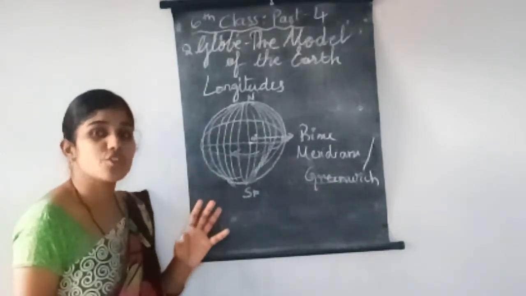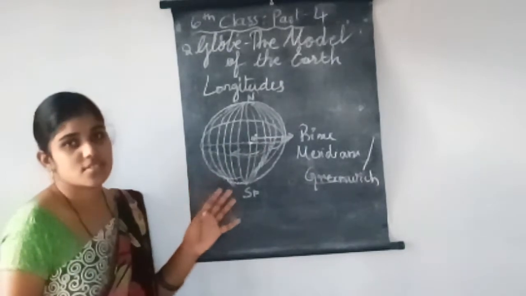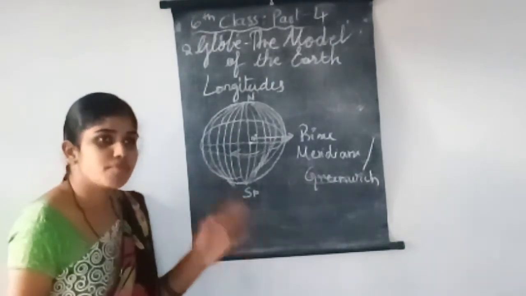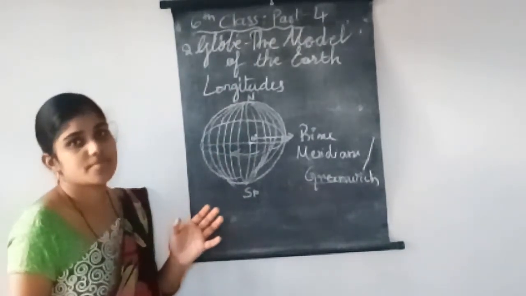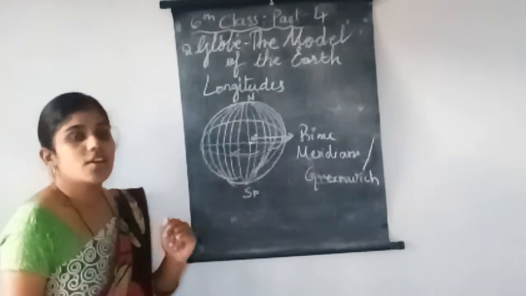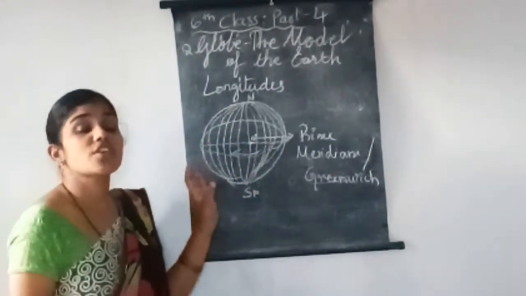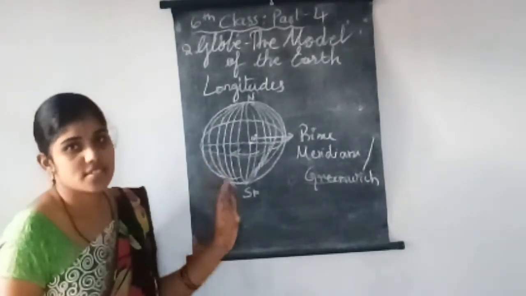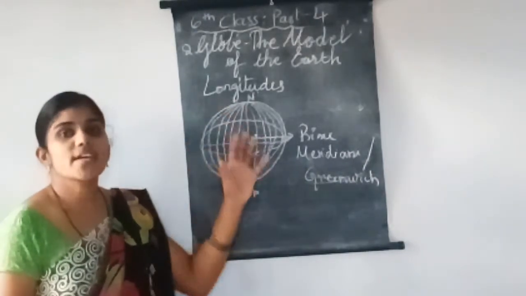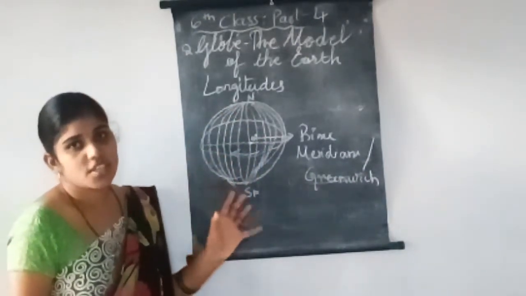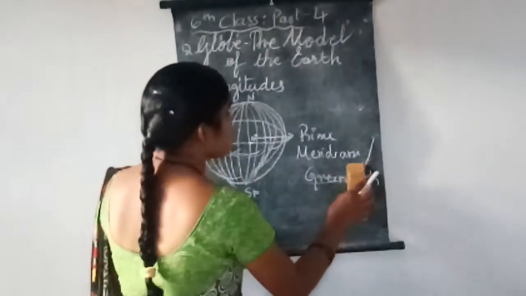Longitudes are especially drawn on the globe to know the time of the places, and with the help of the longitudes we can calculate the times. And all the longitudes are also known as meridians. Next, this is about the longitude.